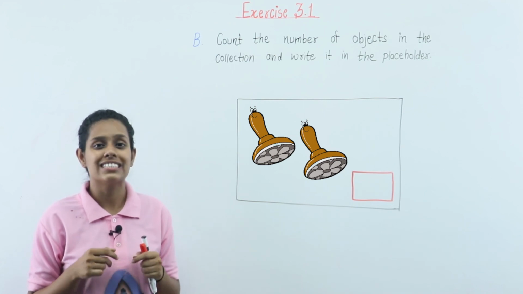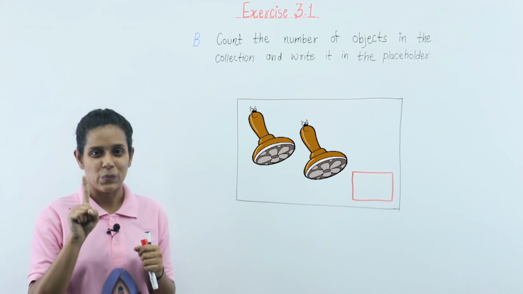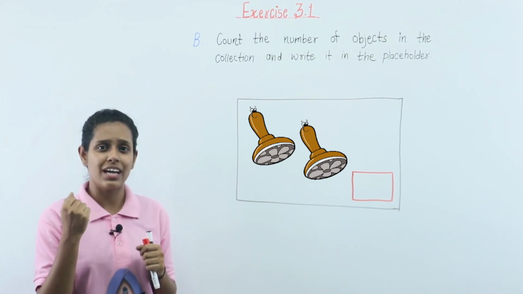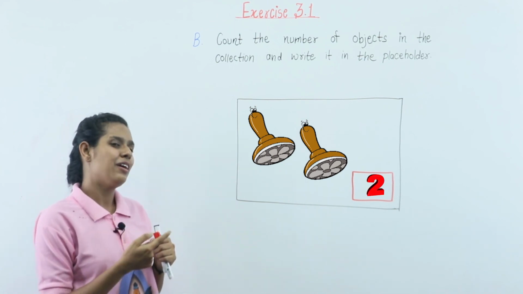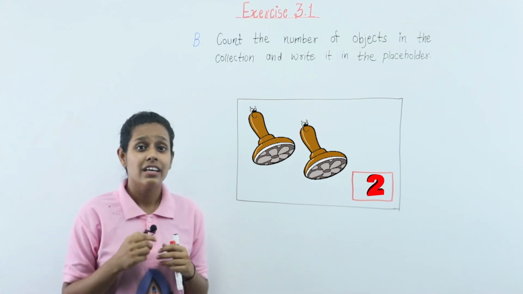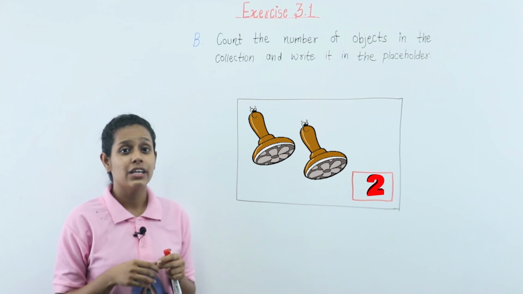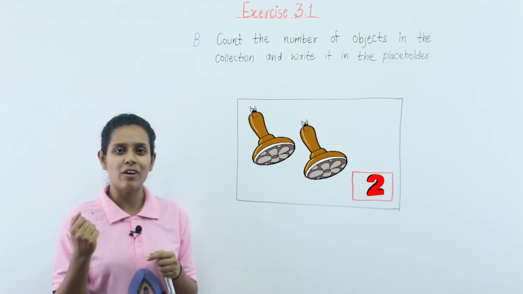What is this? Stamps. How many stamps? Let's count. 1 and 2. 2 stamps. Now write number 2 in placeholder. What we learn in this exercise? We learn about numbers and count the object.